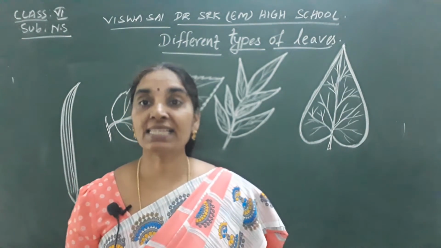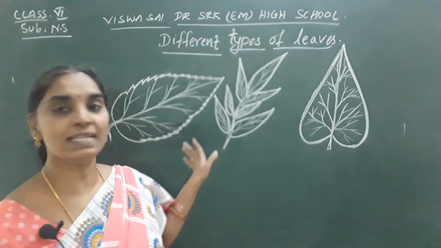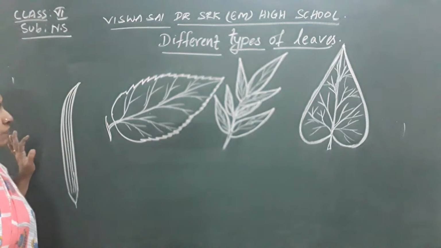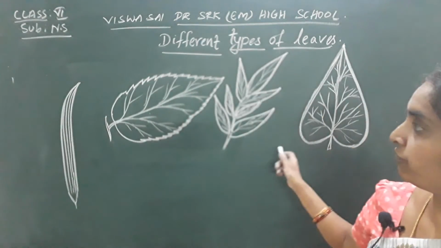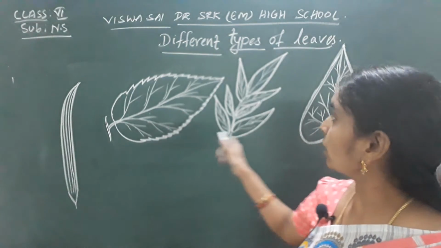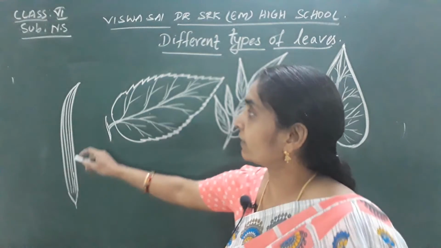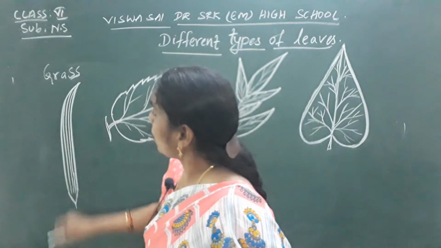In today's class, I'm going to tell you about the different types of leaves, children. See the board here, you can see the different types of leaves over here. So, these are the leaves where you can find the shapes are different, isn't it? See here, this is the leaf of grass.